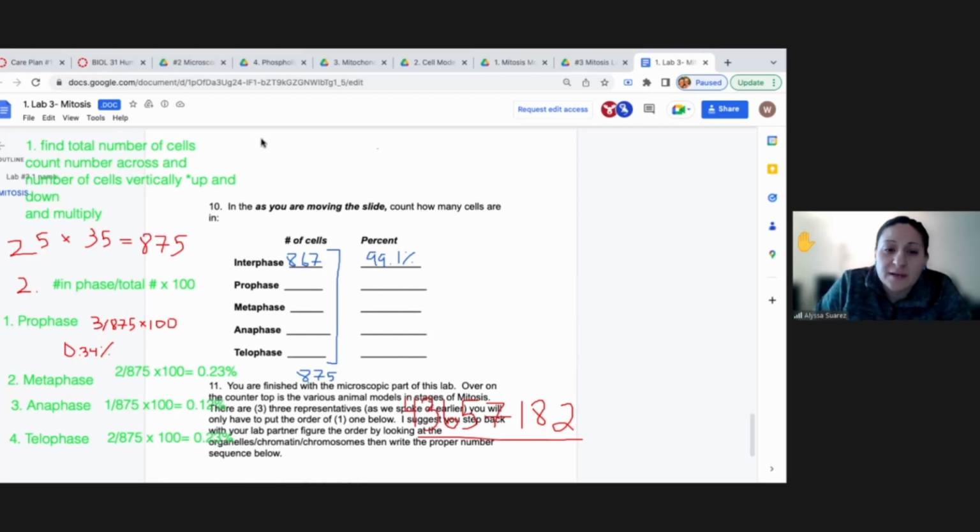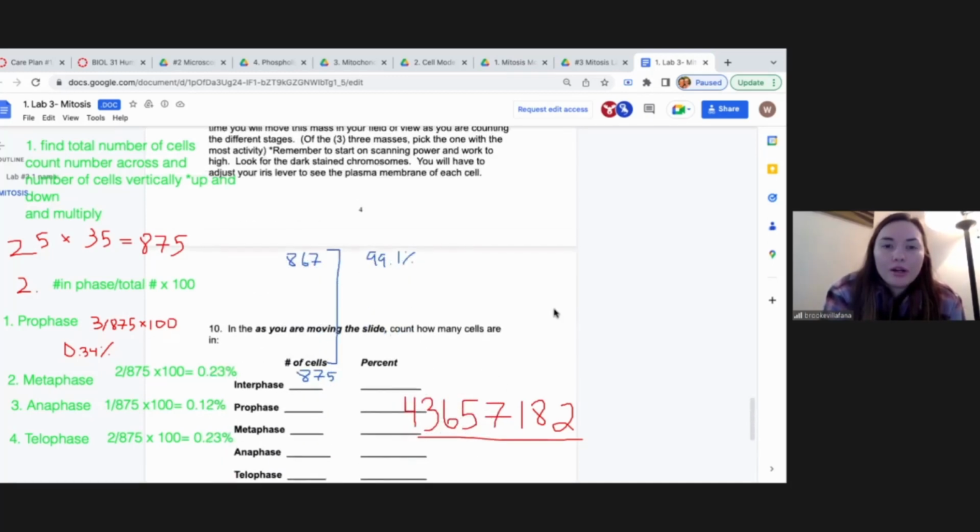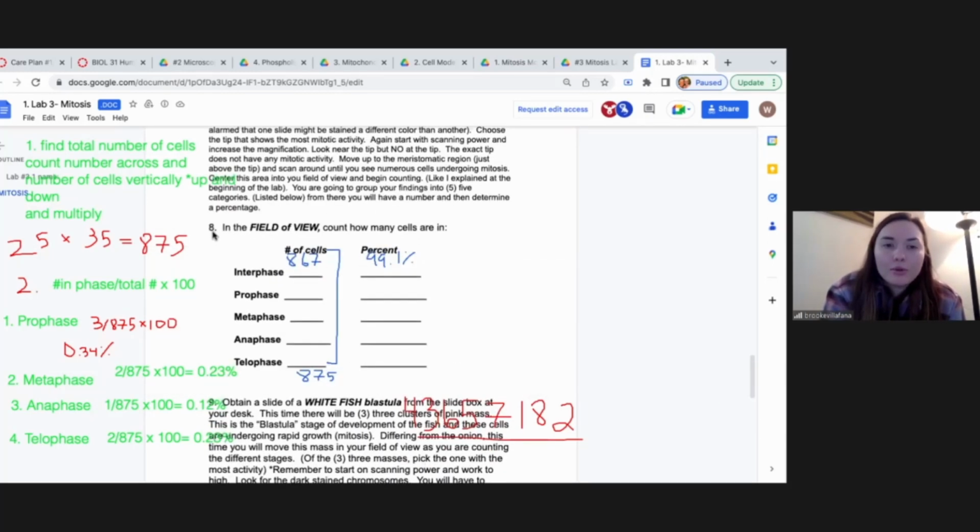I have a question. So we got the 867 because the number of cells added up to 8 and we subtract that from 875? Yep. Okay. That's how many you had in the other phases. Very good. So everybody good with doing their, sorry, I'm supposed to do it on number 8.